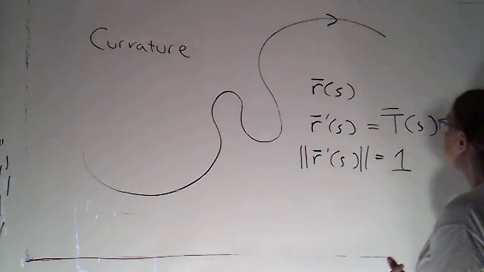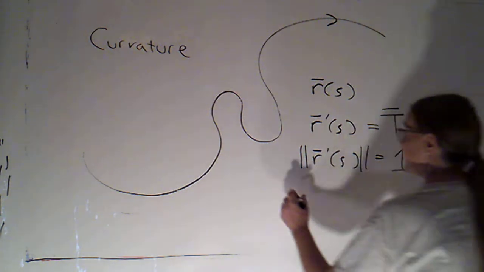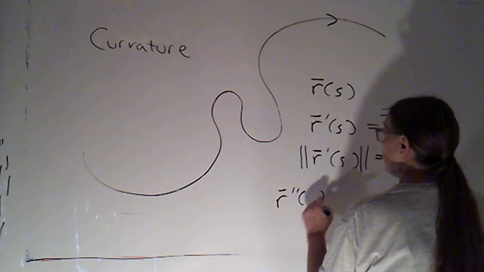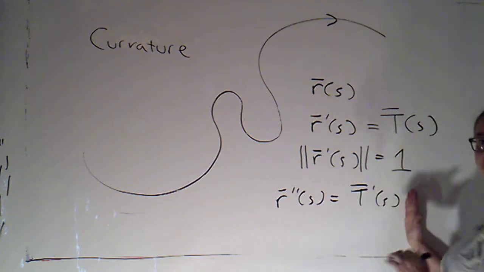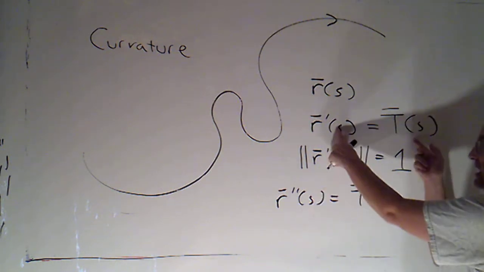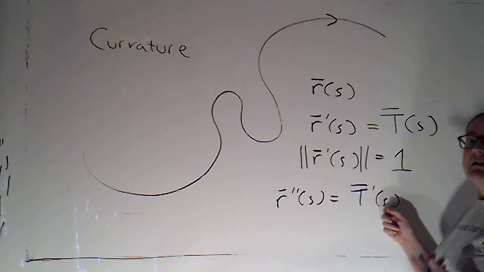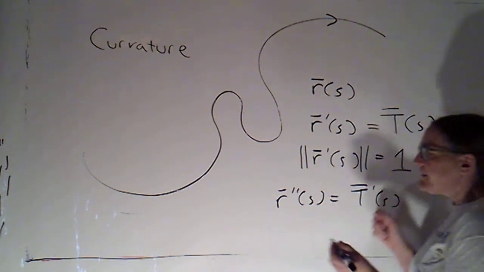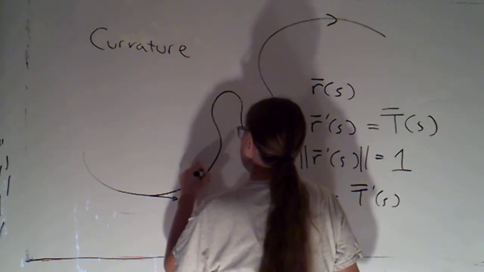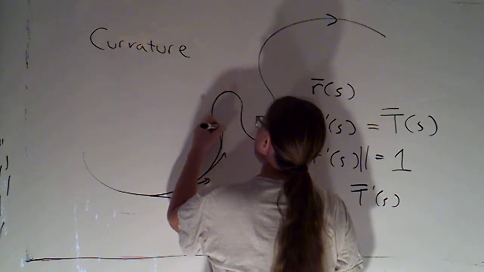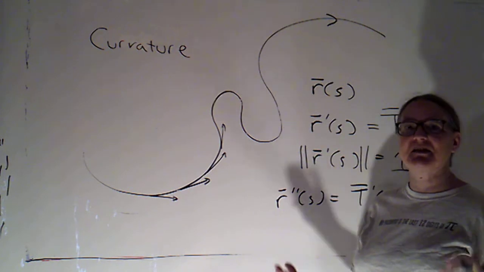Now, what that means is if I take a look at the derivative of that, if I take a look at r double prime of s, which would just be T prime of s. Again, those are the same thing because the derivative is always a unit vector. This is looking at how T is changing. But if T was the unit tangent vector, then any change in T is just a change in direction. It's not a change in its magnitude.